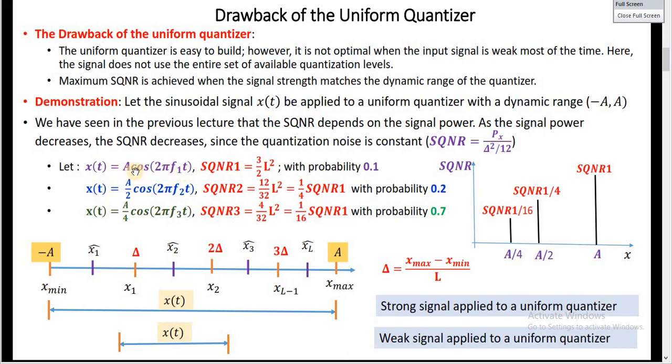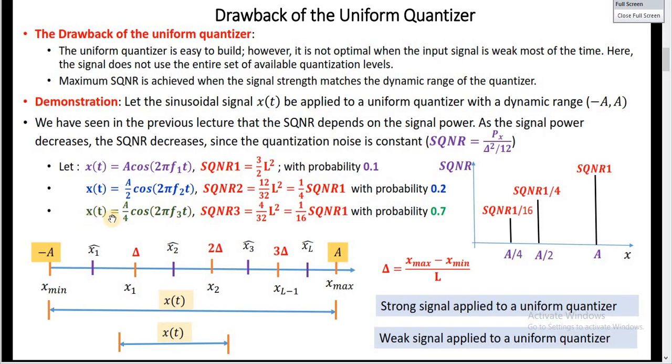The signal to quantization noise ratio for this signal is 3 over 2 L squared. If the input is A over 2 cosine 2 pi f2 t, then the signal to quantization noise ratio is 12 over 32 L squared, and this is 1/4 the signal to quantization noise ratio corresponding to the first case.